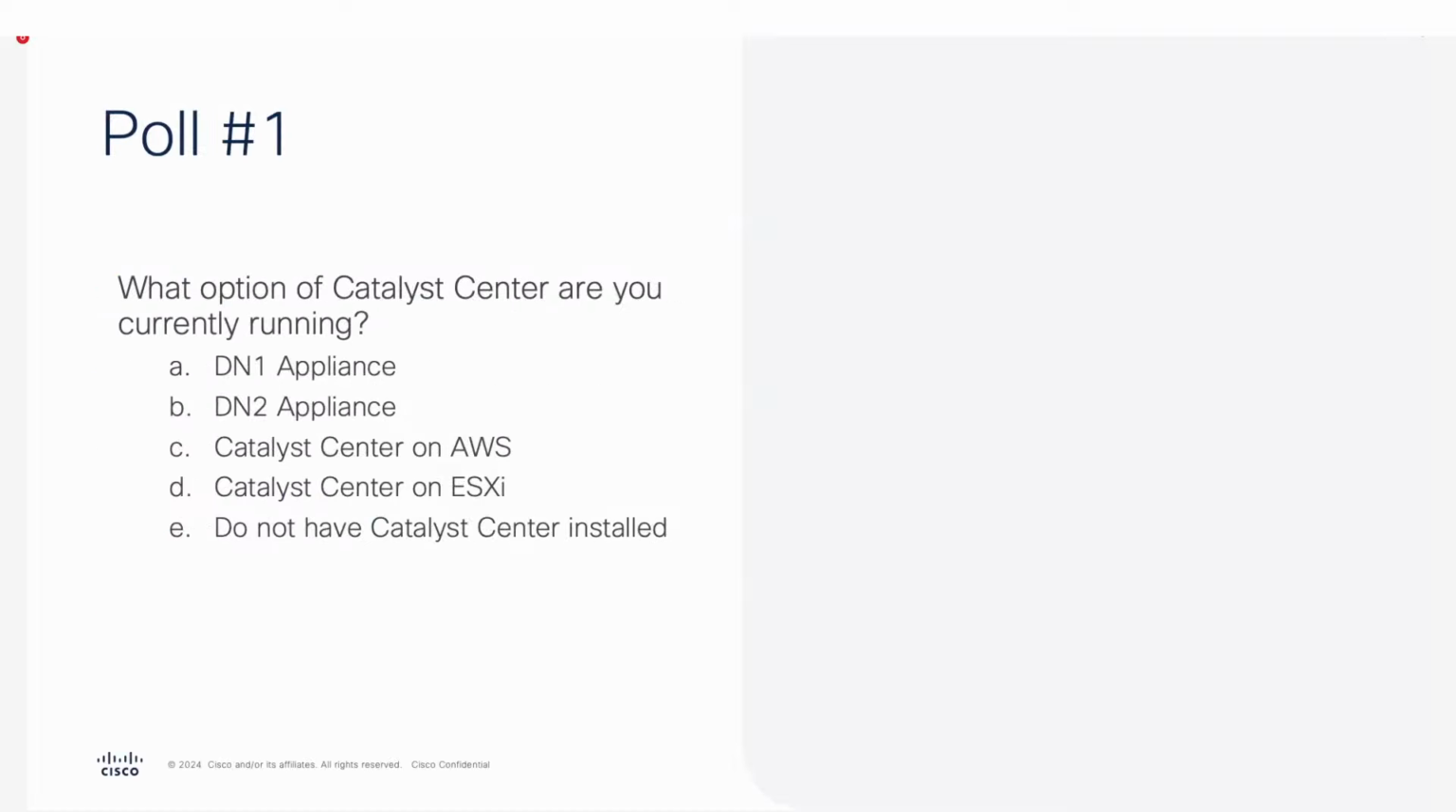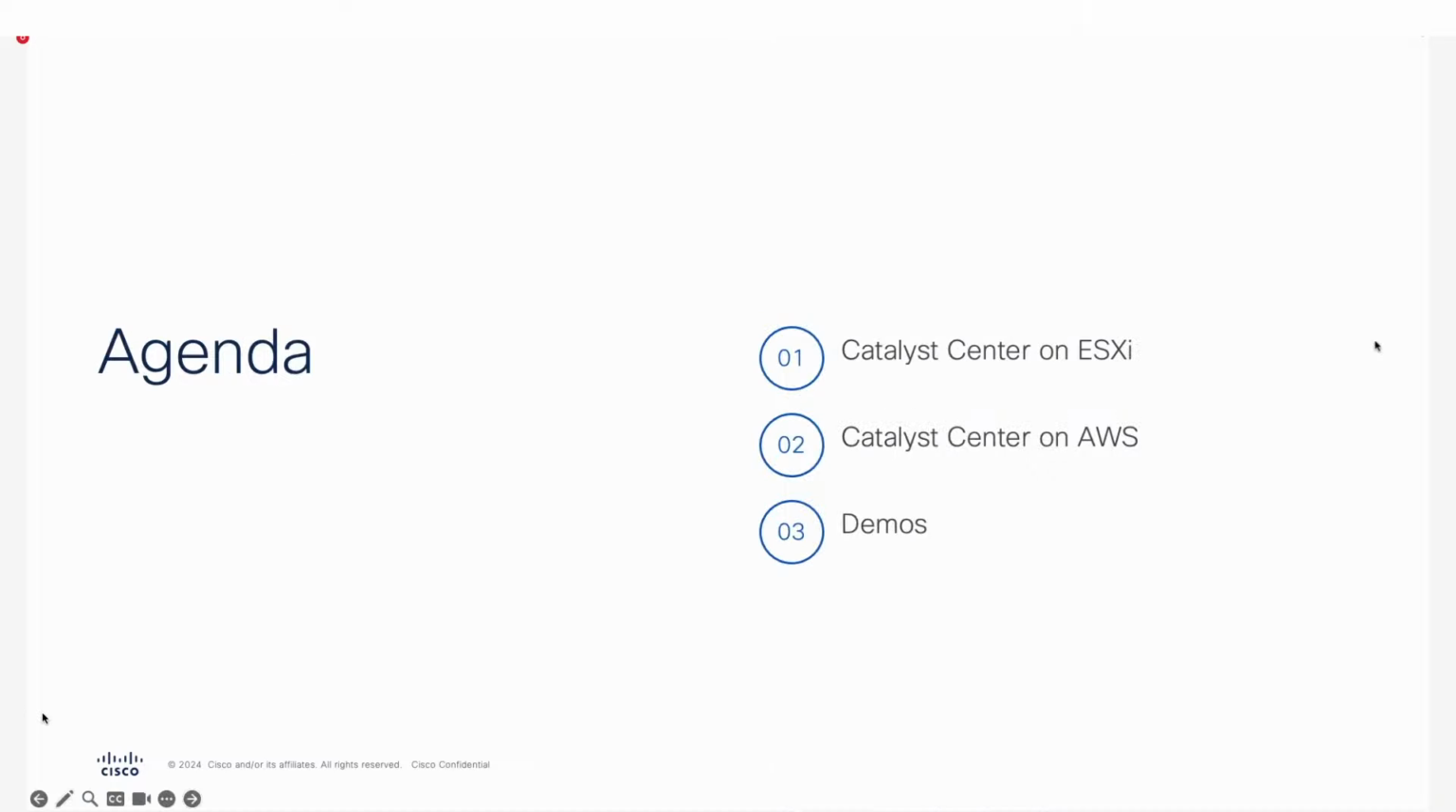We'd like to know a little bit more about your current setup. If you already have a Catalyst Center in your environment, we'd like to know if this is a DN1 or DN2, if you're already using Catalyst Center on AWS or ESXi, or if you don't have any Catalyst Center installed. There's going to be a slide coming up for you so you can respond to us, and we will gather more information to get to know you better. Now, let's move it forward.